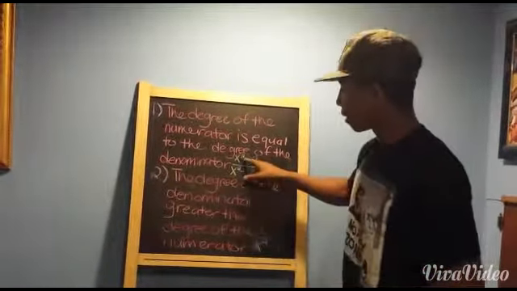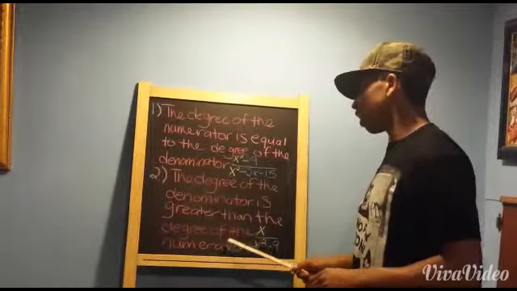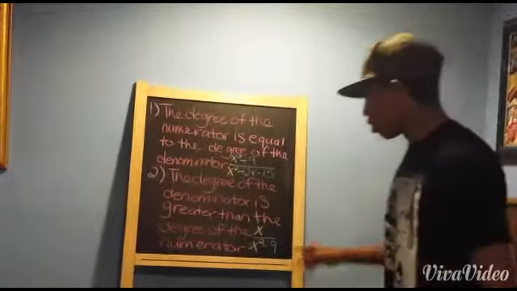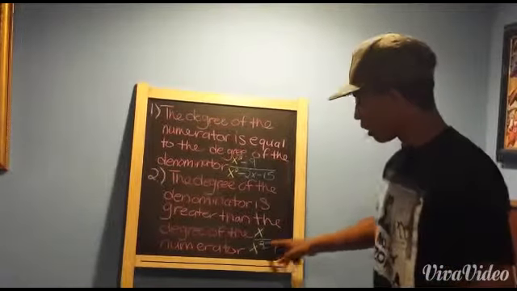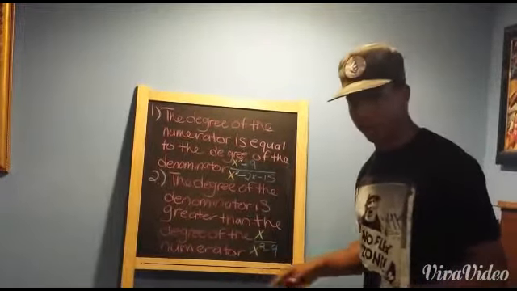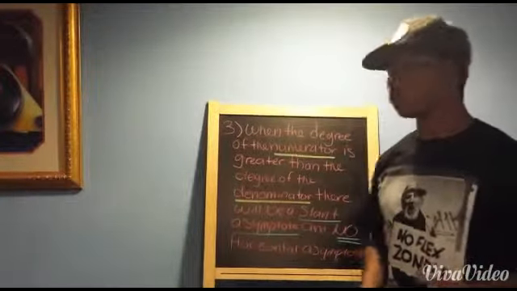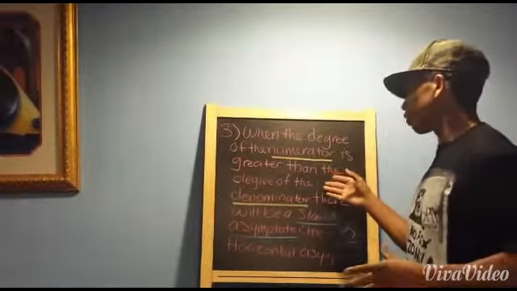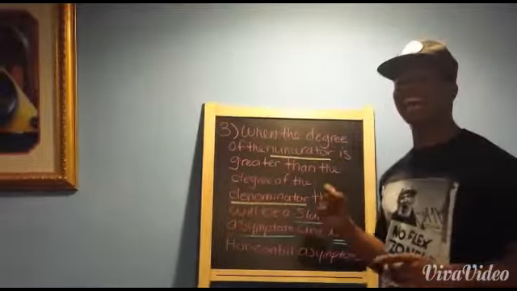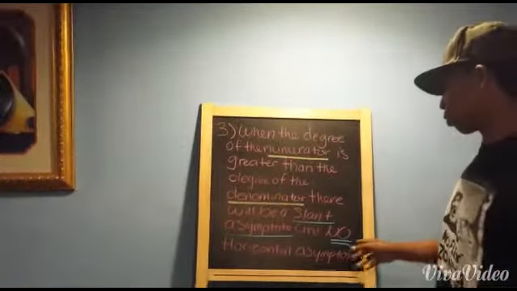The second example of this is when the degree of the denominator is greater than the degree of the numerator. One example of this is here, when we have x over x squared minus 9. The difference here is where there's a 1 to the power of 1 and then to the second power. The third and final example is when the degree of the numerator is greater than the degree of the denominator, and there will be a slant asymptote, not a horizontal asymptote.